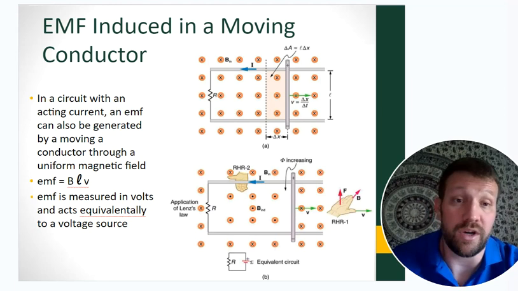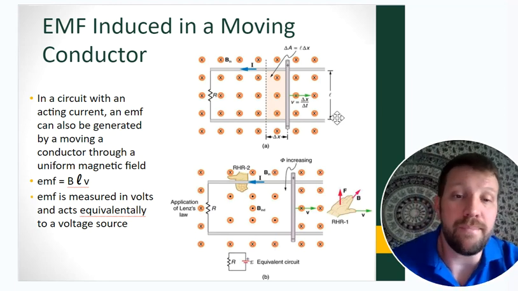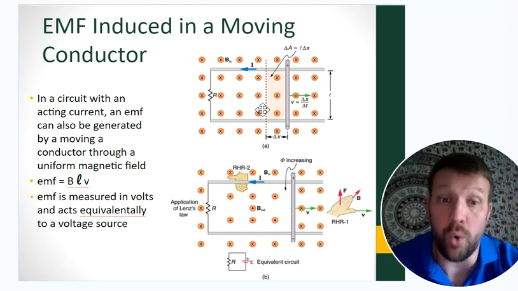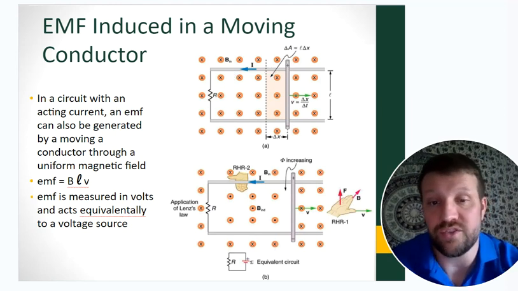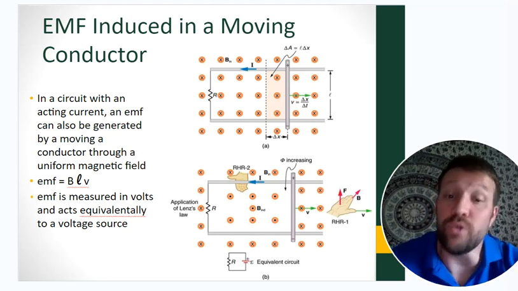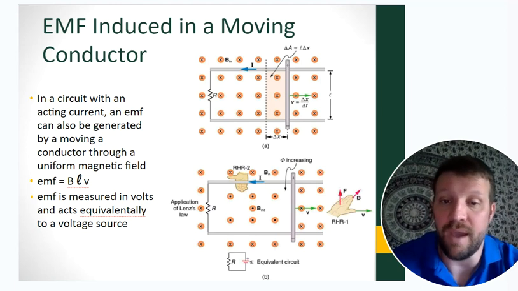And this is the last thing we're going to talk about. So we'll build much more on this clearly. But as I move something here potentially through a magnetic field, this metallic device, I can move something here, even though we're not coiled this time, and induce a current. So in a circuit with an acting current, this EMF can also be generated by moving the conductor through a uniform magnetic field.